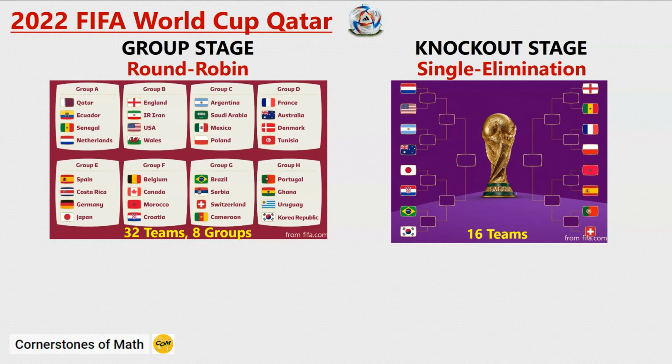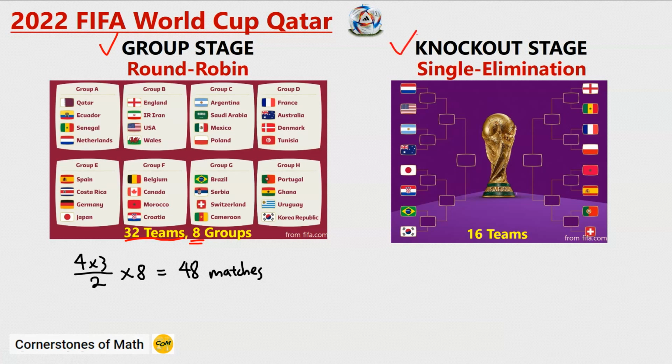Alright, with that established, we are finally ready to calculate how many matches there are in the Qatar World Cup. First, in the group stage, 32 teams are divided into 8 round-robin groups, so there are 4 teams in each group. So within each group, there are 4 times 3 over 2 matches, and we have 8 groups, so times 8, so we have 48 matches in the group stage.